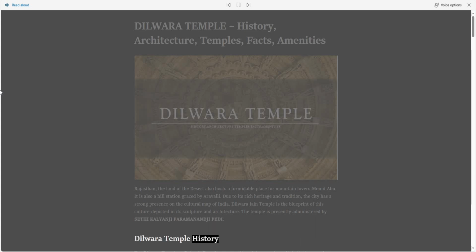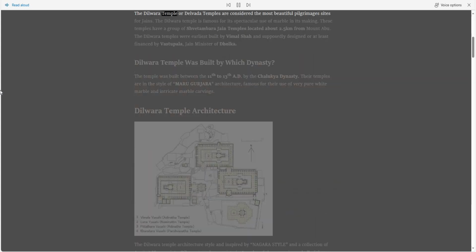Dilwara Temple history. The Dilwara or Delvada temples are considered the most beautiful pilgrimage sites for Jains. The Dilwara Temple is famous for its spectacular use of marble. These temples are a group of Shvetambara Jain temples located about 2.5 kilometers from Mount Abu. The Dilwara temples were earliest built by Vimal Shah and supposedly designed, or at least financed, by Vastupala, a Jain minister of Dholka.